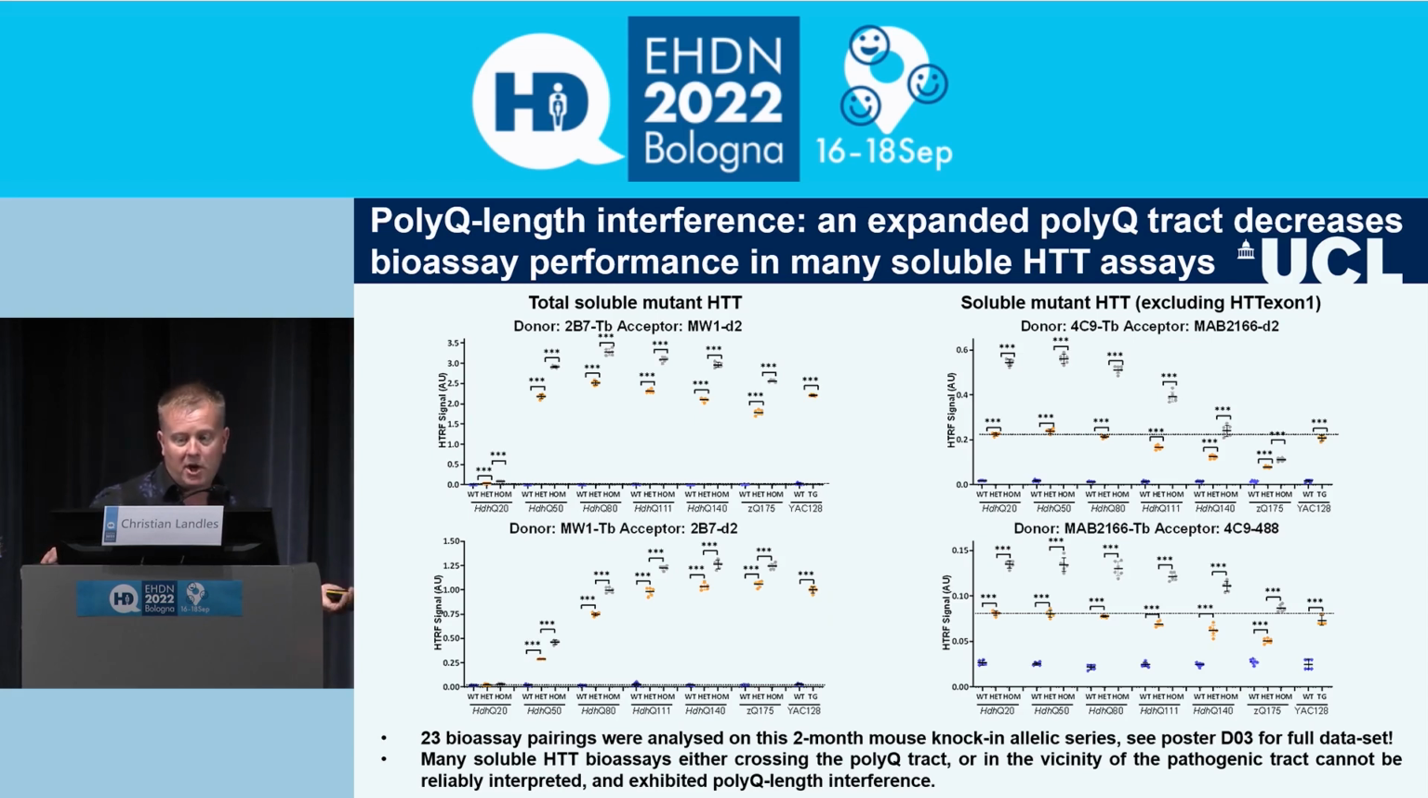And finally, on the right, we have a human-specific assay which also suffers polyQ tract interference. As you can see here, using the 4C9 antibody, where there's no signal in the wild type, the assay performance goes down in the heterozygous and the homozygous lines as we add repeat sizes.